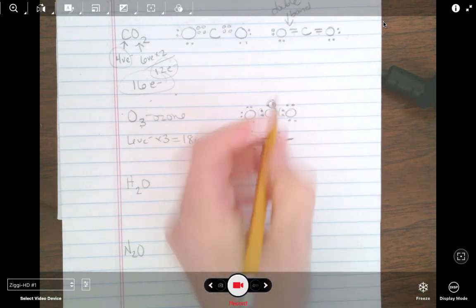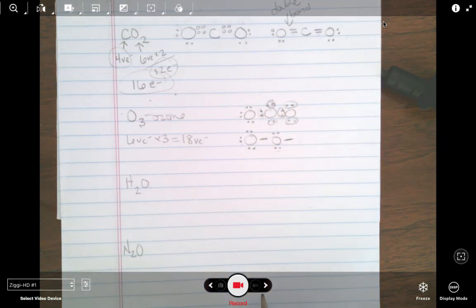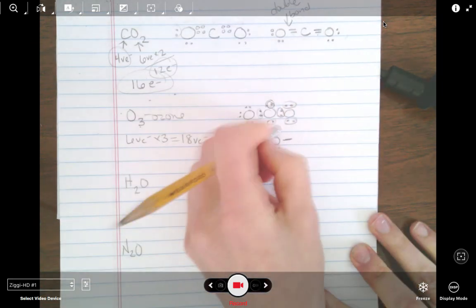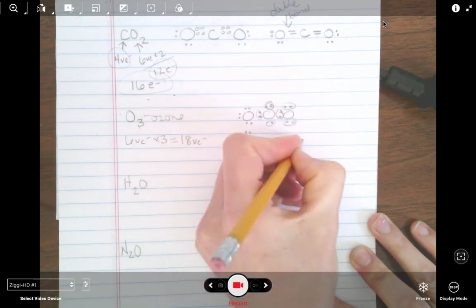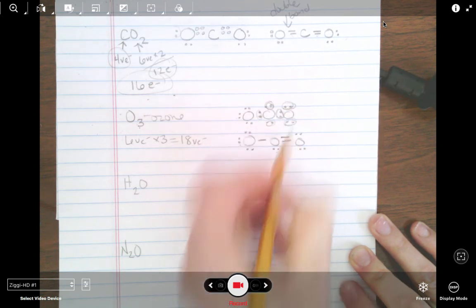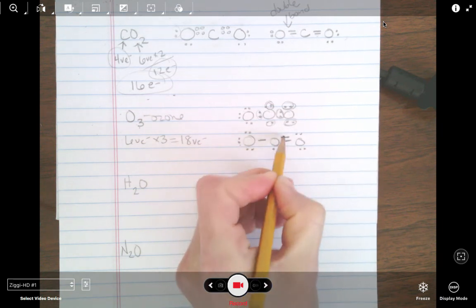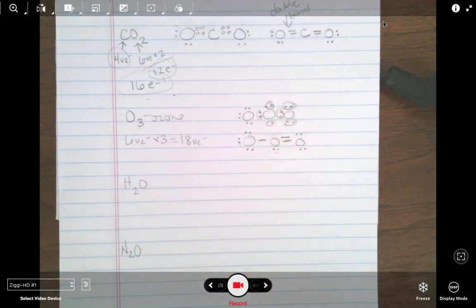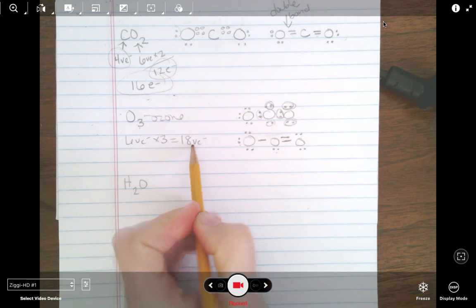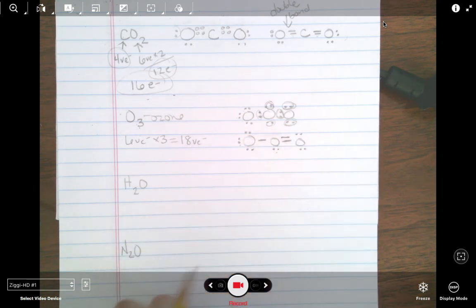And then this oxygen over here only has 2, 4, 6 electrons. So that's no good. So what I'm going to do is I'm going to steal from the oxygen next to it. I'm going to put those in the center to form a double bond. And then that oxygen still has those 2 up top and the 2 down below, so those come with it. So now I have 2, 4, 6, 8, 2, 4, 6, 8, 2, 4, 6, 8. Everything has completed the octet rule, and now I'm going to go back through and make sure that there are 18 valence electrons. 2, 4, 6, 8, 10, 12, 14, 16, 18.